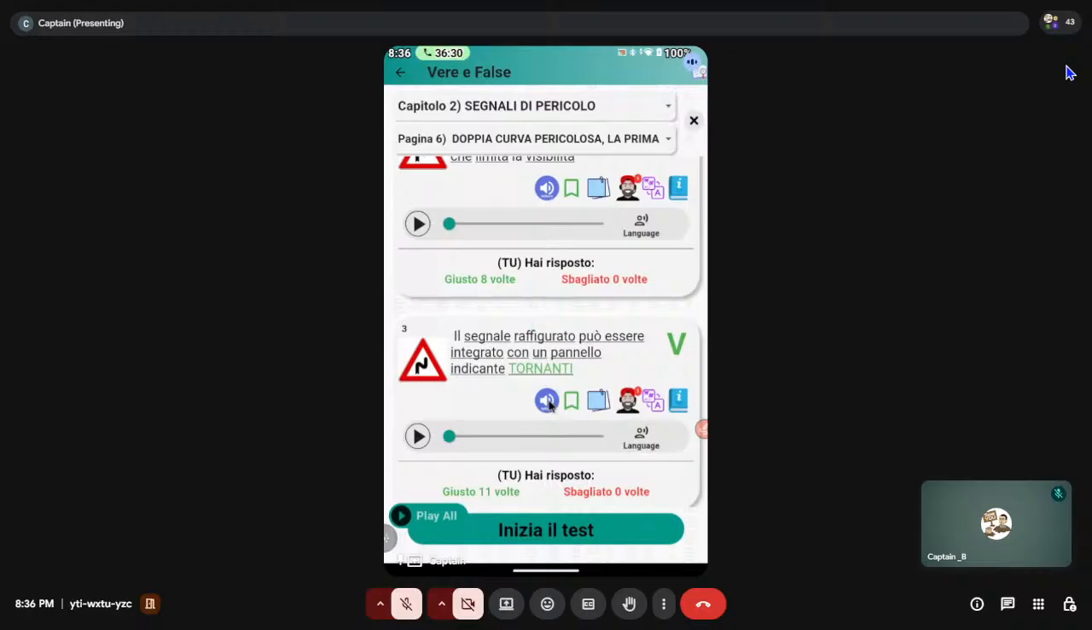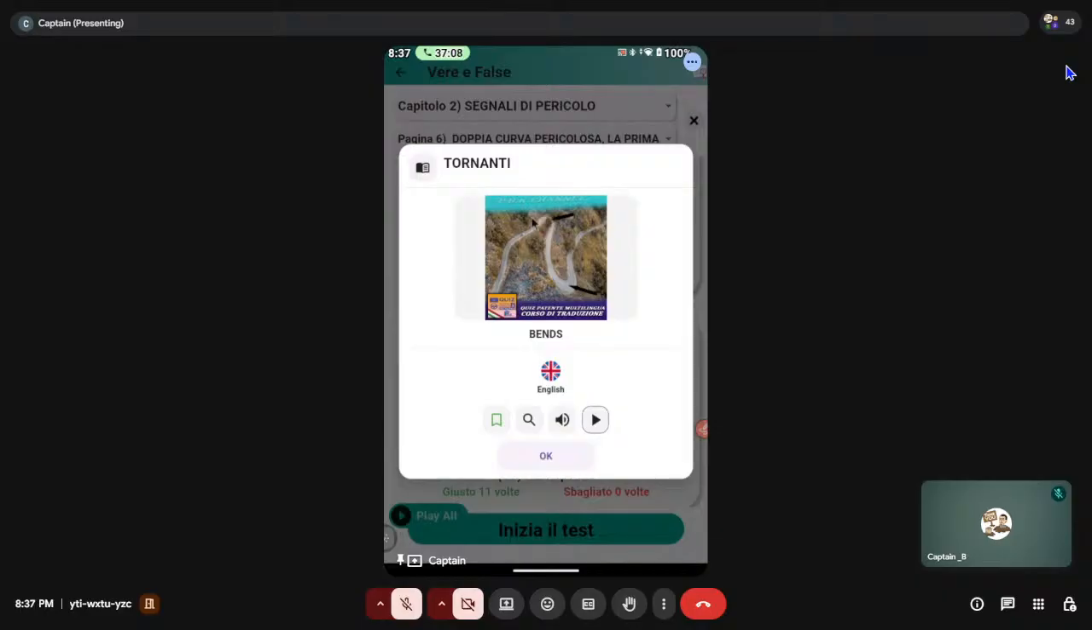Il segnale raffigurato può essere integrato con un pannello indicante tornanti. Now, in this sign, può essere integrato means it can be integrated, meaning it can be attached with un pannello indicante, with a panel indicating tornanti. The word tornante here means turns, a series of curves. Not just one turn, but a series of curves. You understand? Yes, and it is true. Vero. Look at it here. Boom, bend 1, bend 2.